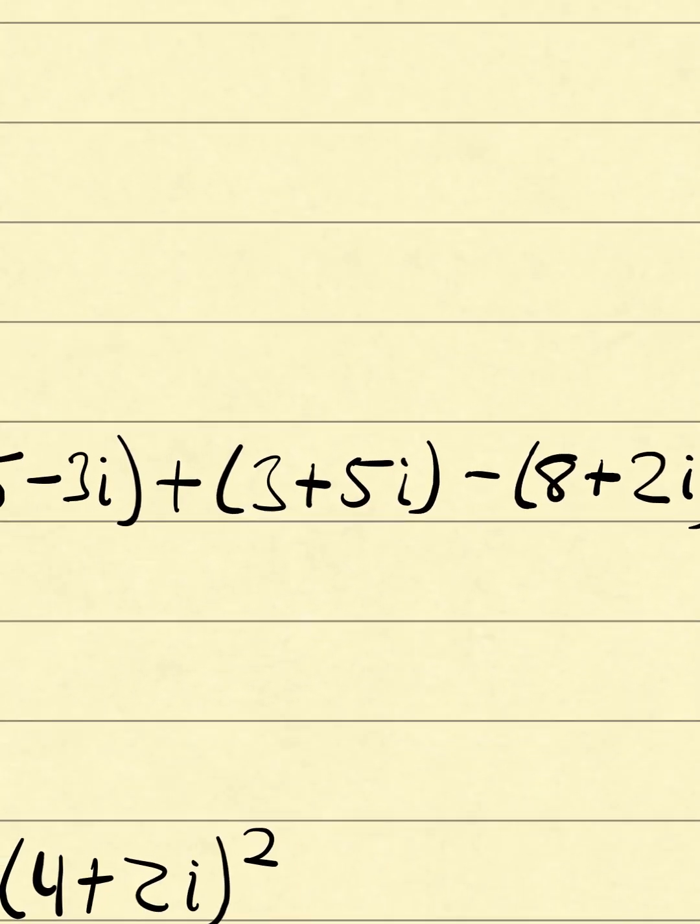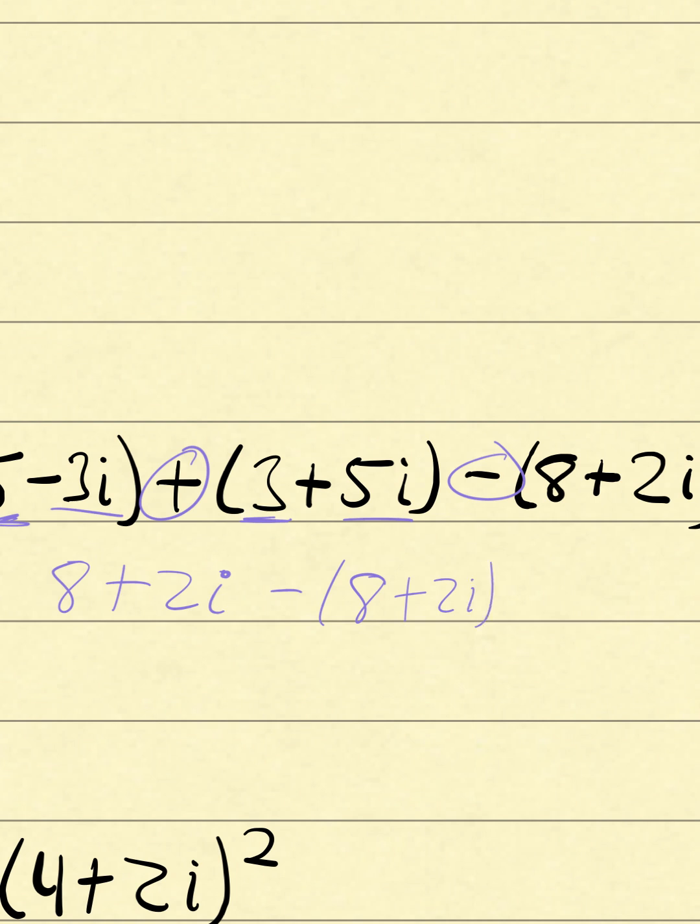So again, it's going to be the same thing. We have three complex numbers here. One is a plus and one is a minus. So I'll just go from left to right. Let's just do one of them first. So let's do 5 plus 3. Let's do the real plus the real, which is going to get us an 8. Minus 3i plus 5i is going to get us a plus 2i. All right, minus 8 plus 2i.